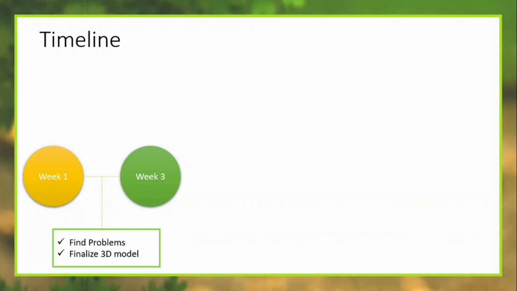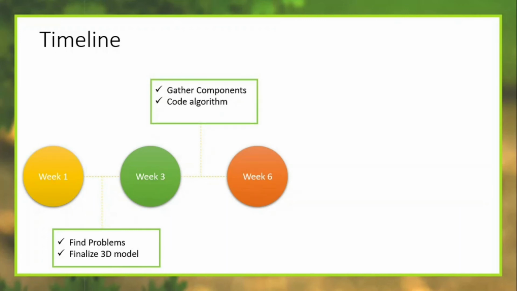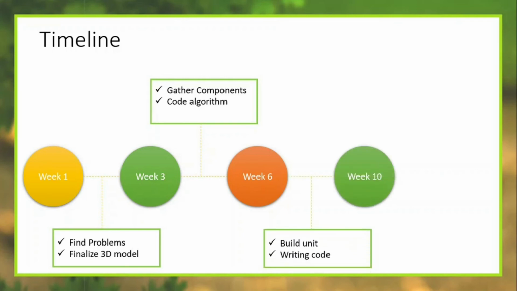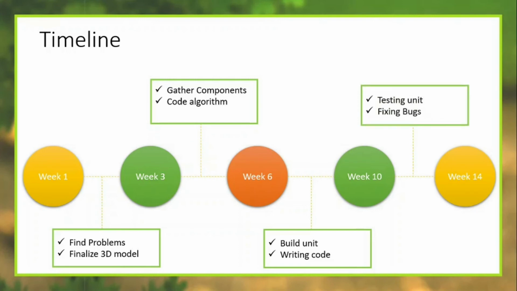We will show our plan on how to work on this project using the timeline. During the first 3 weeks, we will find the problems and identify the best way to set up this system. In the next 3 weeks, we will collect all the components for this system and we will determine an algorithm for the code. From the 7th week to the 10th week, we will start to build the system and work on writing the code. From the 10th week to the 14th week, we will test this system and find and solve problems that occur during the testing.